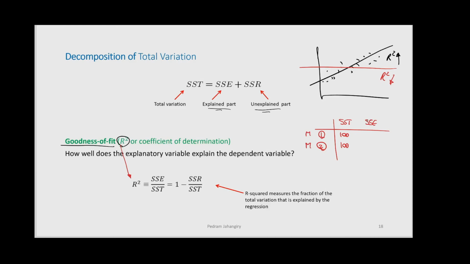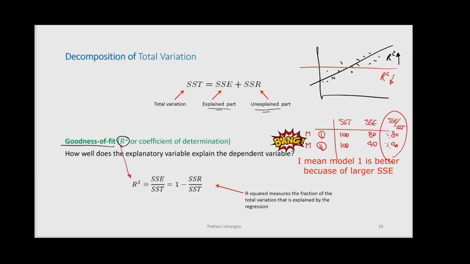Model number 1, the explained part of the variation is 80. Model number 2, the explained part of the variation is 40. Which one is the better model? Obviously, model number 1 is a better model, right? You just calculated something like this, SSE divided by SST. So for the first one, it was 80%. For the second one, it was 40%. So this is what we call R-square. Goodness of fit, coefficient of determination, and it is defined as SSE divided by SST. What part of the total variation is explained? That's it.